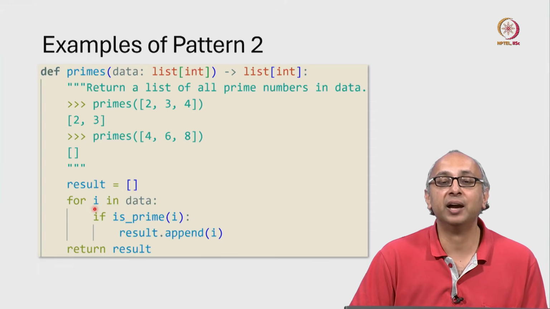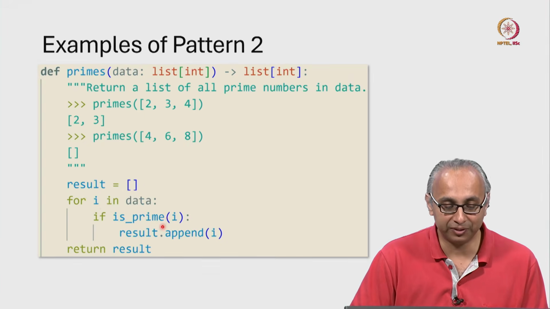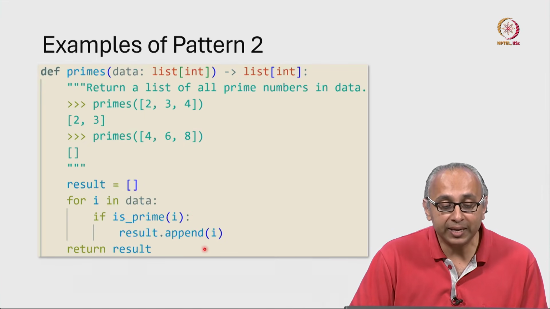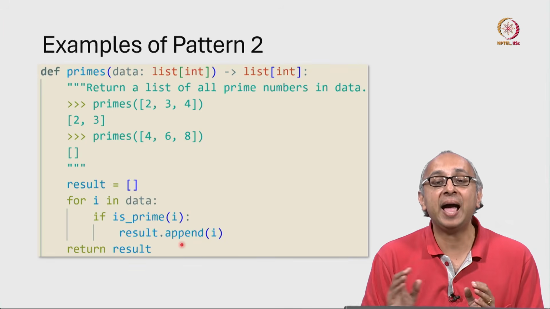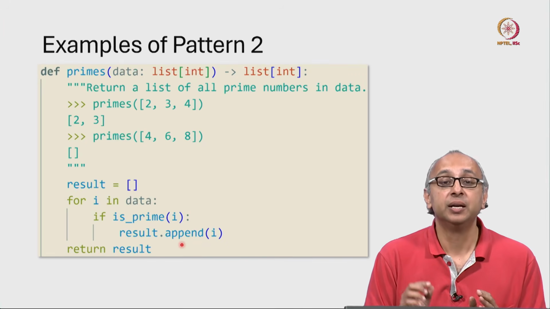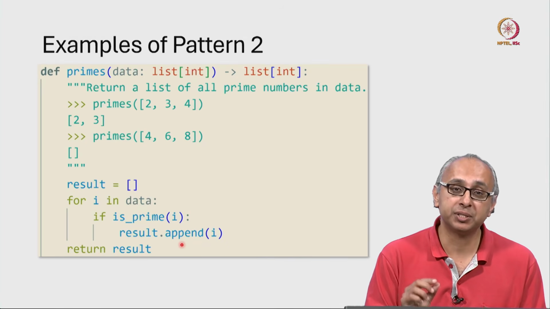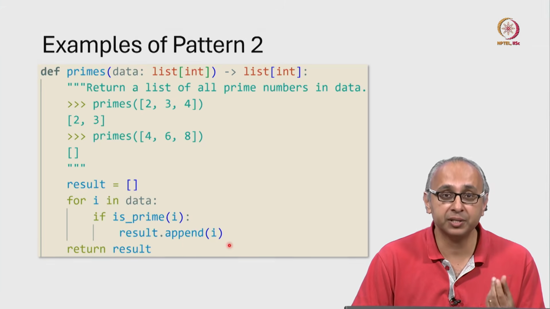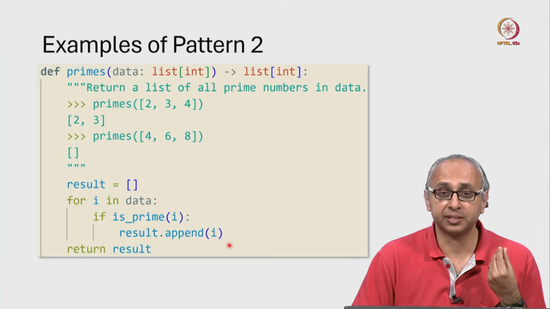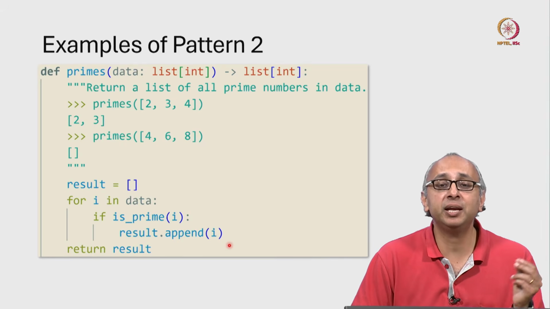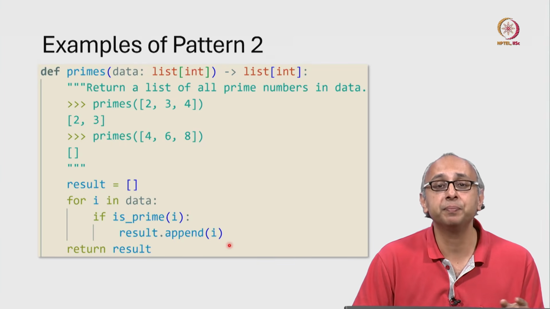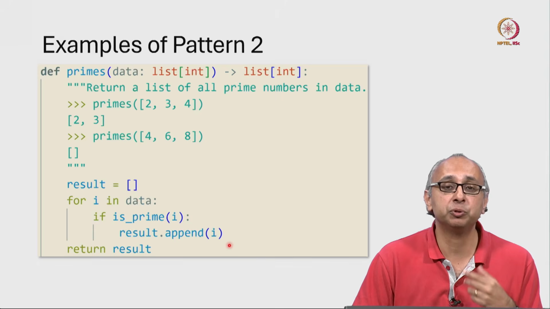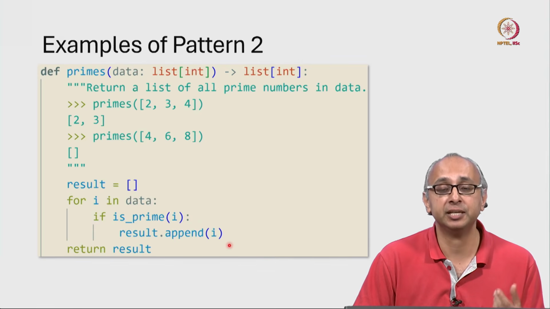Now, for each item I in data, if that is a prime, then we can append, or add to the back, this value I to the result. So this is where we are accumulating. Our answer is this variable result, this accumulator, and we accumulate each I that is a prime by appending it to the back of this list.